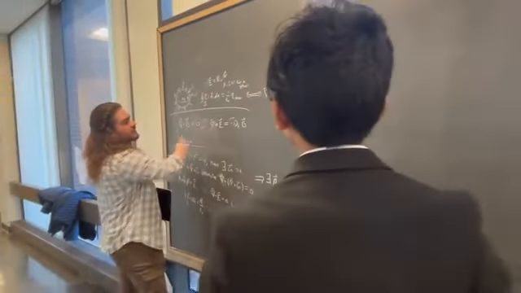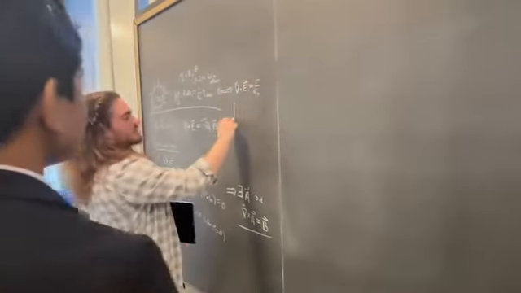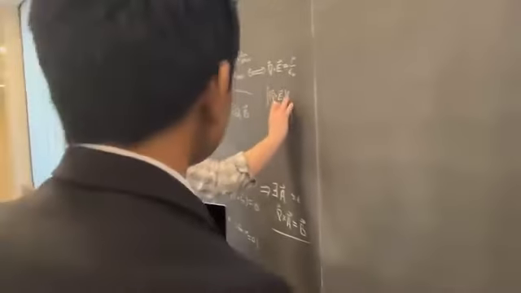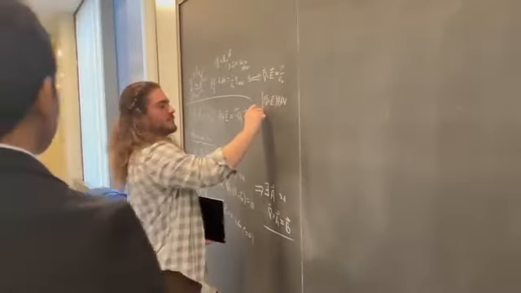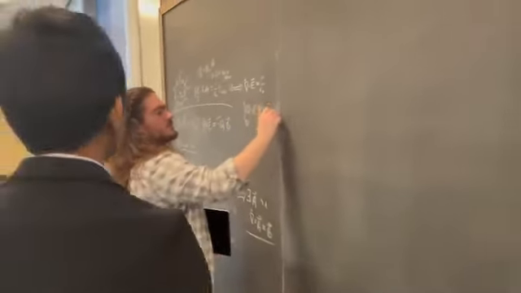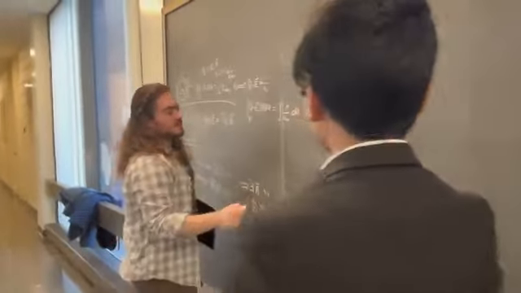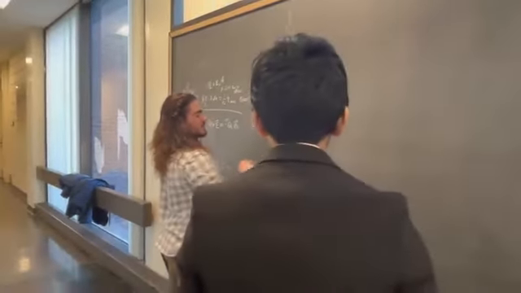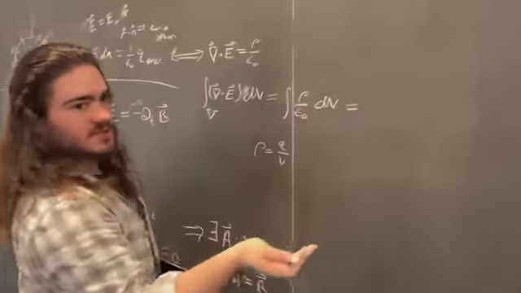Yeah, so if you divided by epsilon naught, well, first off, you could integrate this over a volume. This would be equal to the integral of rho over epsilon naught over volume, and rho is defined as charge per volume. Of course, when you sum up the whole volume, what you'll be left with is, and this is actually just the definition of charge.